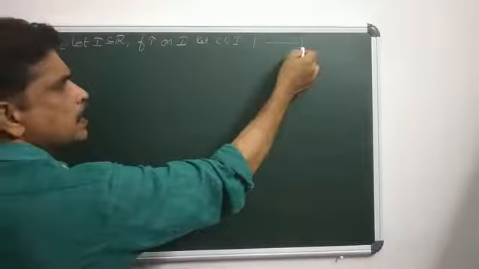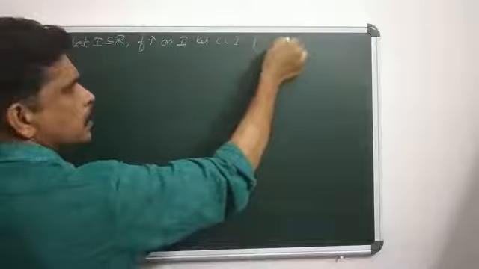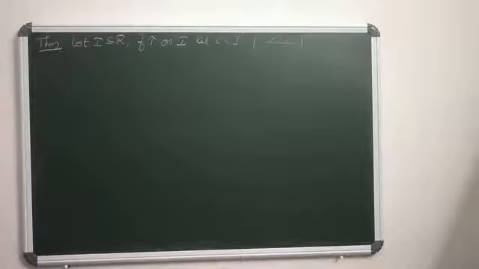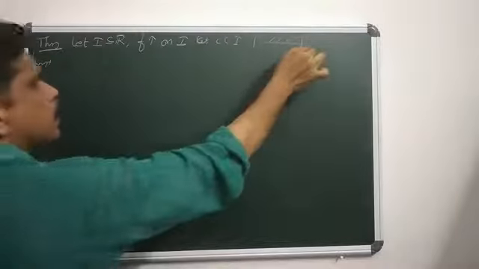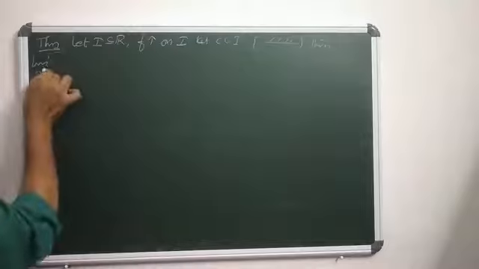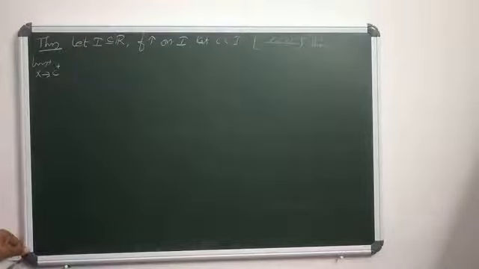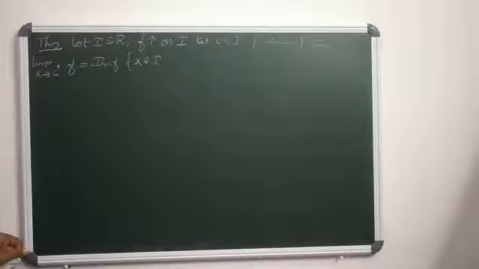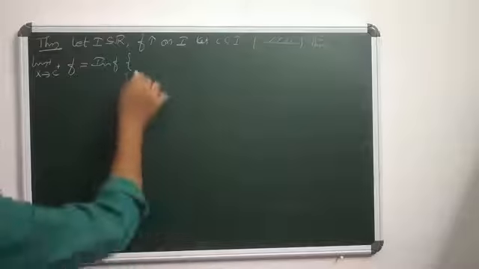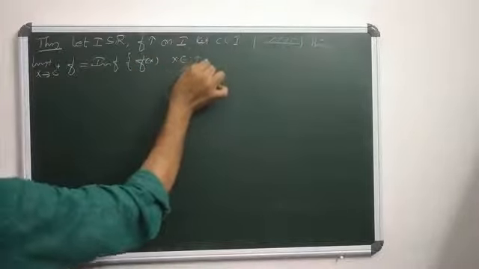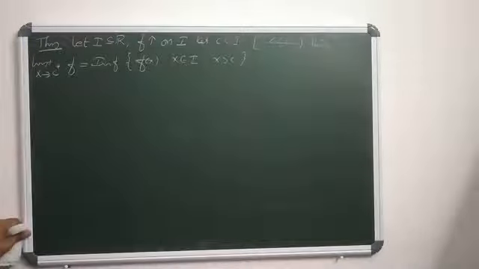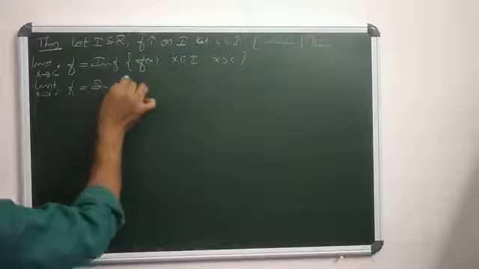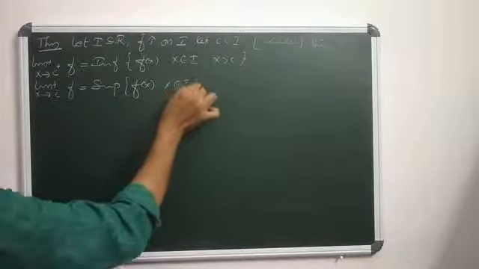So c is in I, and c is not an endpoint of I; c is any point between the endpoints. Then the theorem states that the right-hand limit, as x tends to c plus of f, equals the infimum of the set of all f of x for x in I with x greater than c. And the left-hand limit, as x tends to c minus of f, equals the supremum of f of x for all x in I with x less than c.